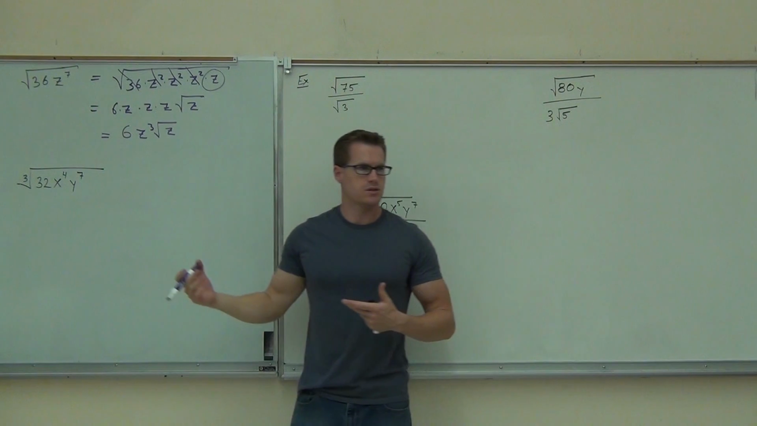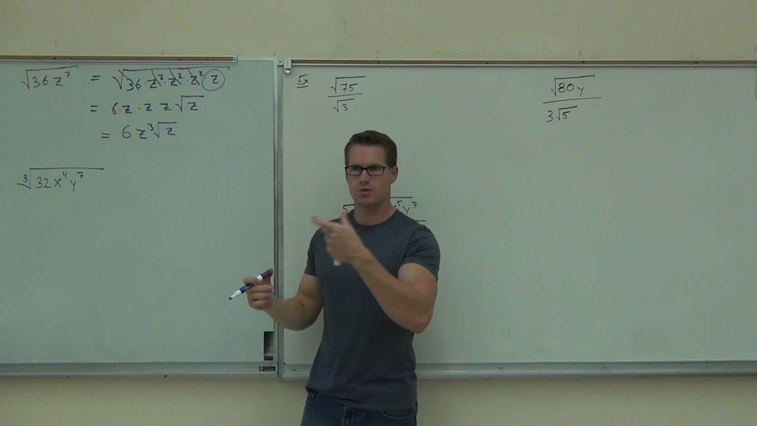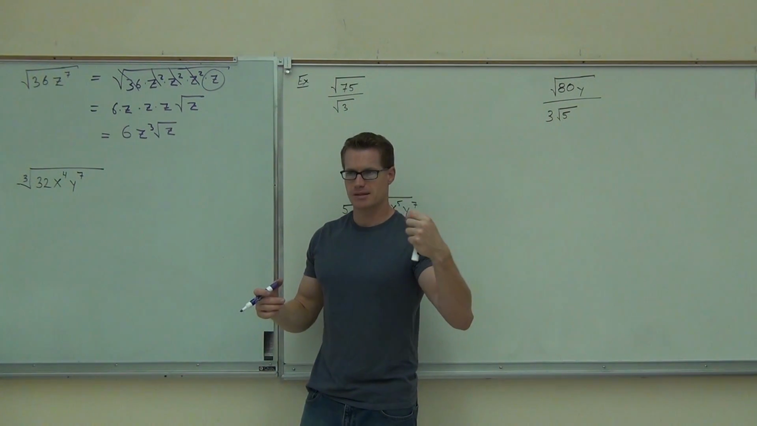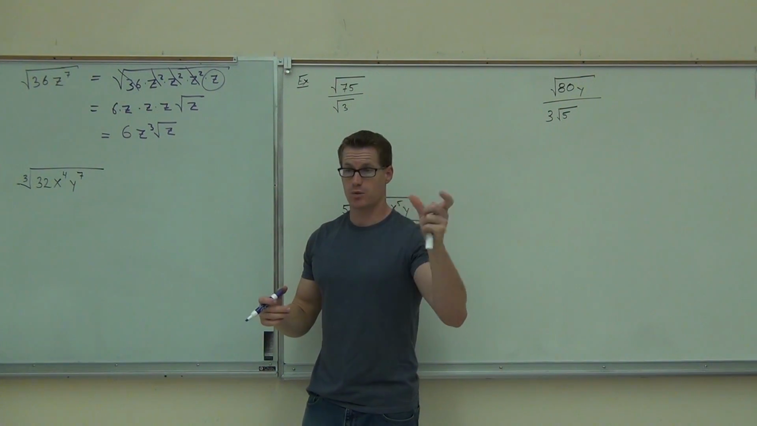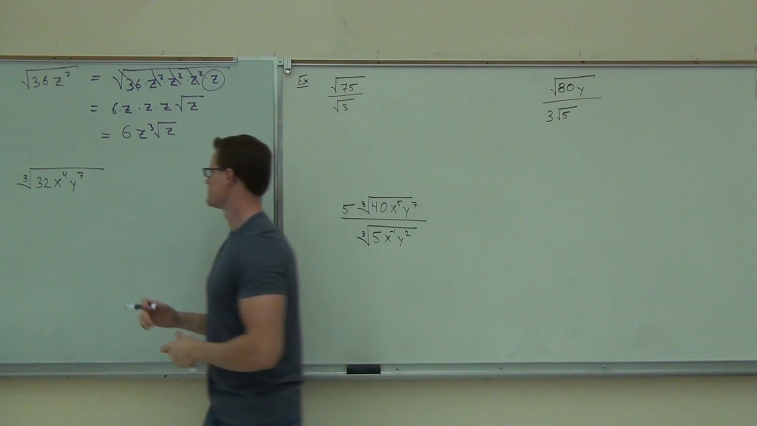You see why this works. Z to the 7th, z squared, z squared, z squared, z. That adds up to z to the 7th. You're matching up the power with the root. So square roots and square numbers.